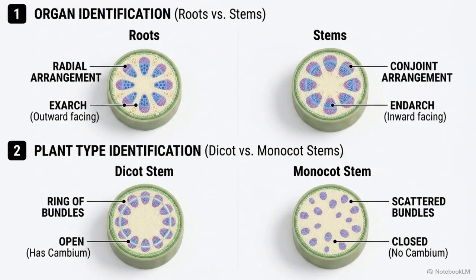Synthesizing this gives a consistent anatomical logic. Roots have radial bundles and exarch xylem. Stems utilize conjoint bundles and endarch xylem. To differentiate plant types, a ring of bundles with cambium indicates a dicot stem. Scattered closed bundles indicate a monocot stem.